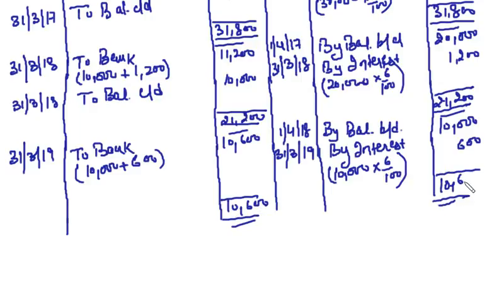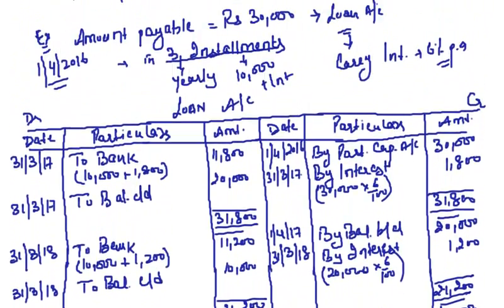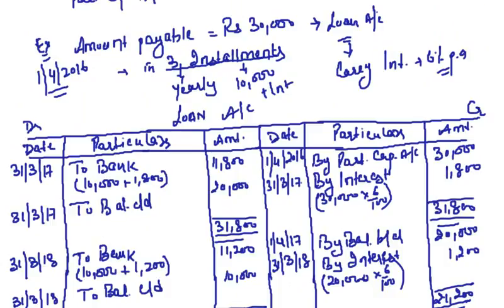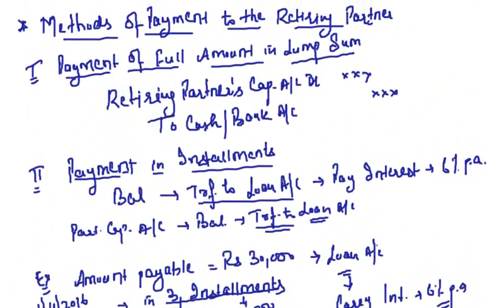So you are paying him 10,600. Clear, friends? So this is how you have to pay the loan of the retiring partner. There are 2 methods. The first is pay at the time of retirement. Make the full and final settlement in lump sum. The journal entry will be retiring partner's capital account debit to cash or bank.